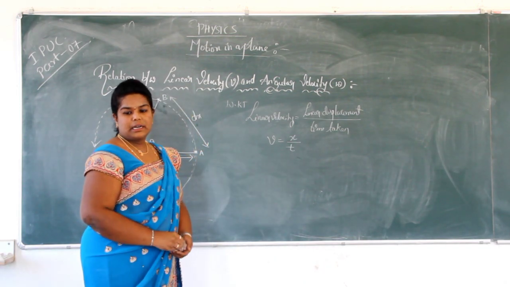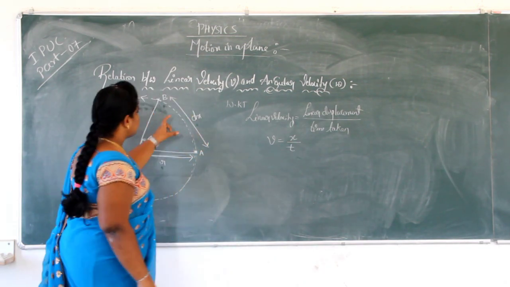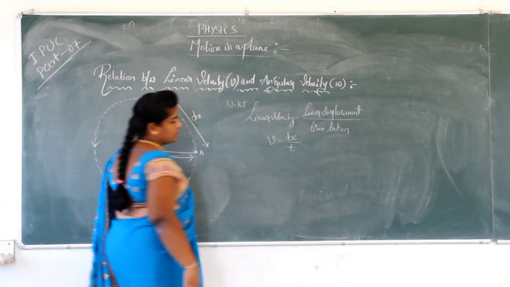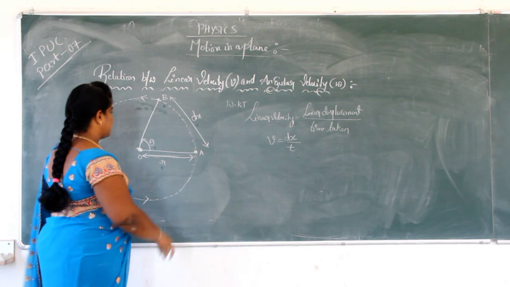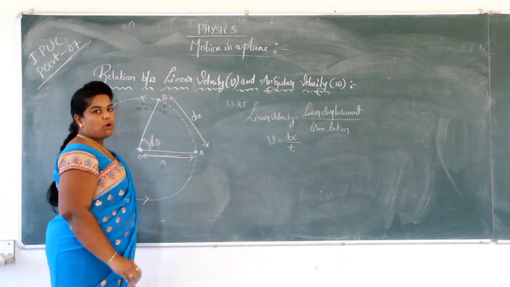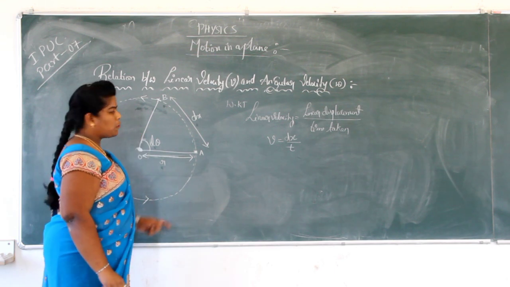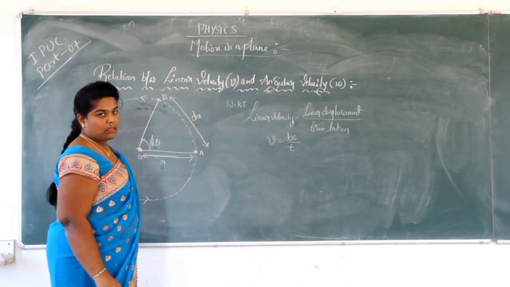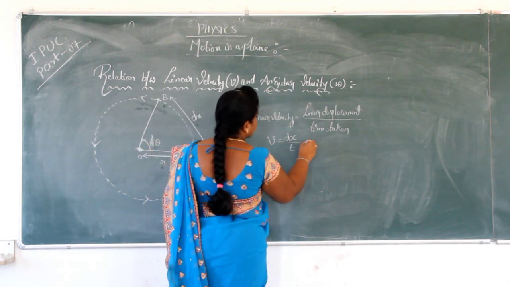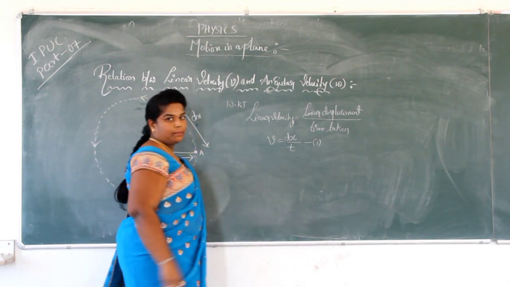Dear students, here in this case you can observe that the linear displacement is dx. We write it as dx, that is, a small change. Here also, theta can be written as d theta, a small angular displacement. Then v is equal to dx by dt. Take it as equation number 1.